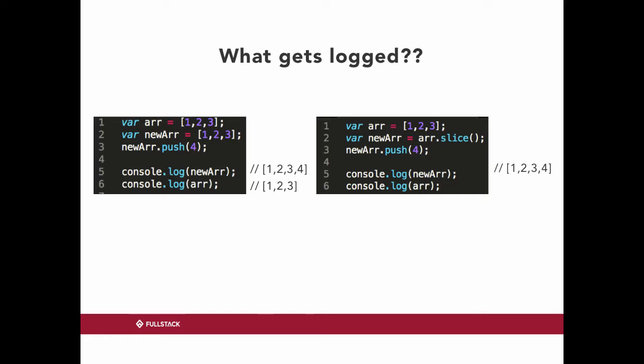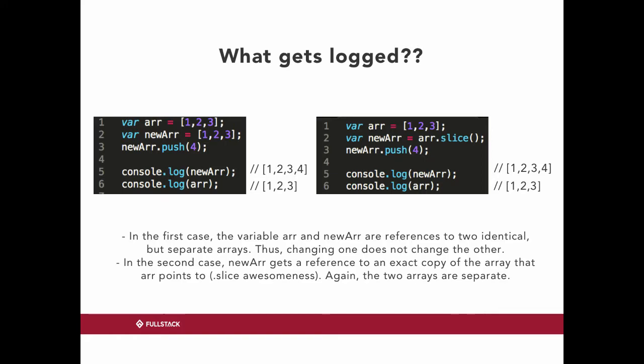Yeah, and then what do we expect to console log out for array? 1, 2, 3. Exactly. So slice is really handy because it makes a copy, but it'll make a whole new instance of that array in your memory. So in the first case, they're identical, but they're separate. They're created as separate instances. And the second one creates an exact copy of the array, but they're separate in memory.